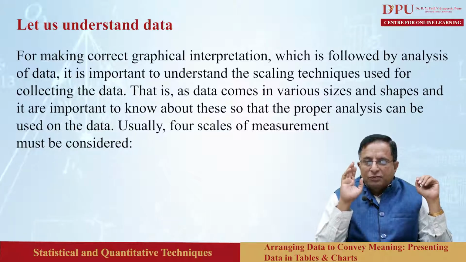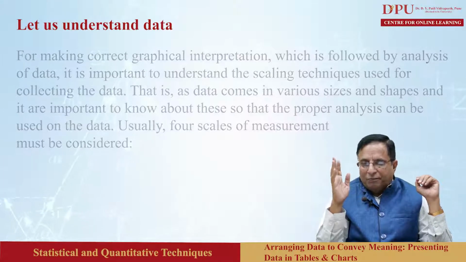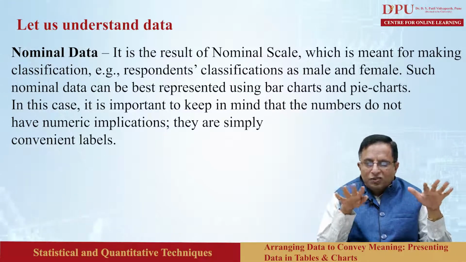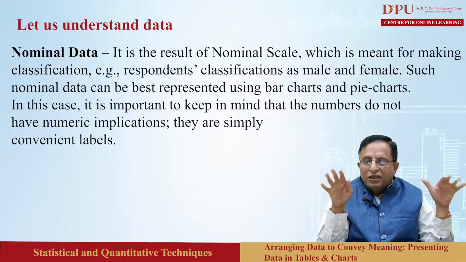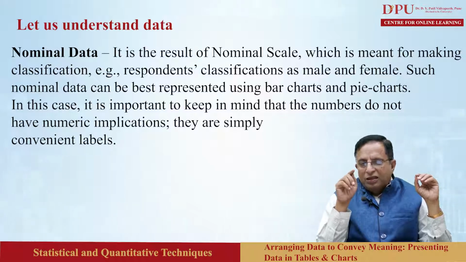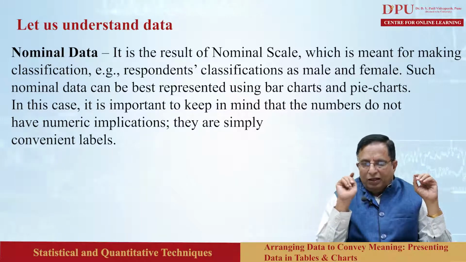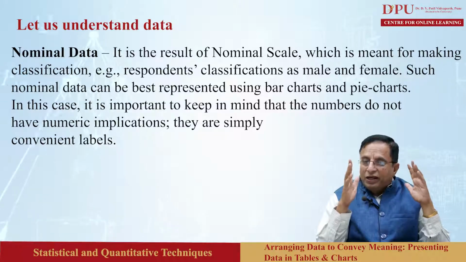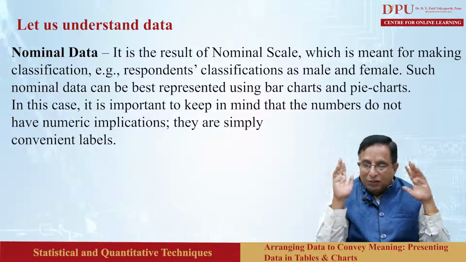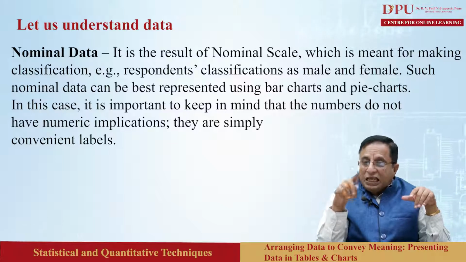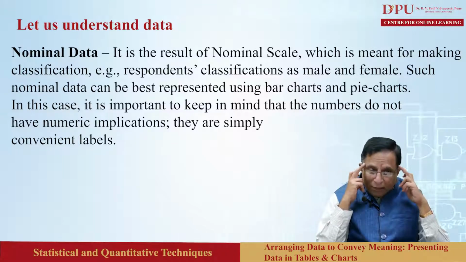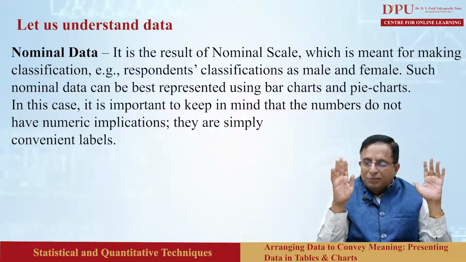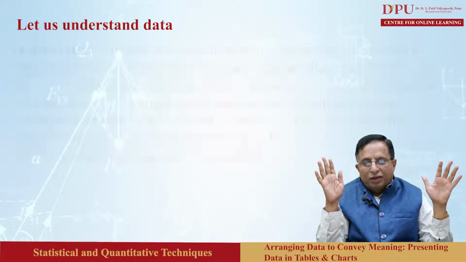Usually 4 scales of measurement must be considered. Nominal data is the result of nominal scale, which means making classification. For example, respondents classification as male and female. Such nominal data can be best represented by using bar chart and pie chart. In this case, it is important to keep in mind that the numbers do not have numerical implications. They are simply convenient labels.